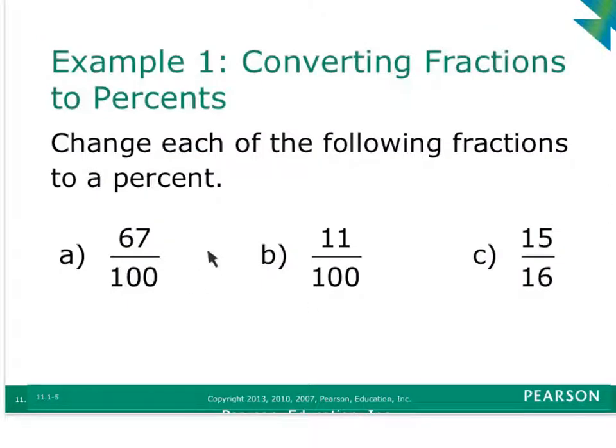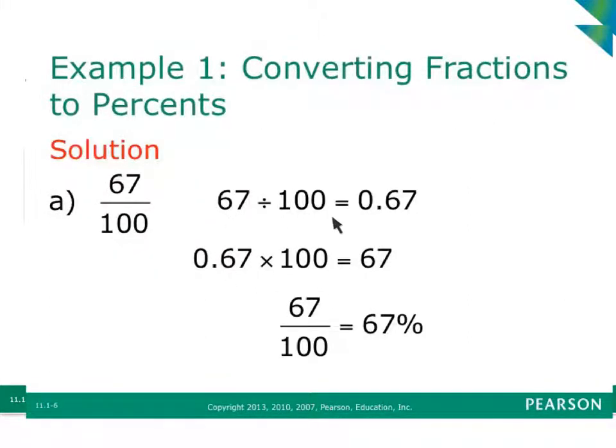Okay, so let's look at a couple examples. 67 over 100, 11 over 100, and 15 over 16. So 67 divided by 100 is just 0.67. Remember, we divide by 100, we just move our decimal 2 places to the left. And then 0.67 times 100 is 67, so this is 67%. Now, we could see by definition that 67 over 100 is 67%, because that's what that means, right? So yeah, that's going to be 67%.